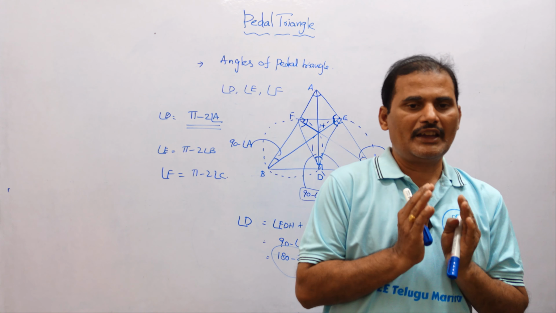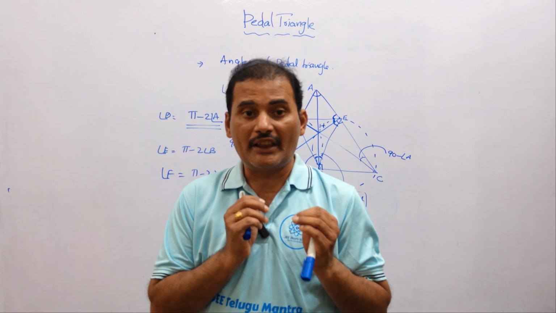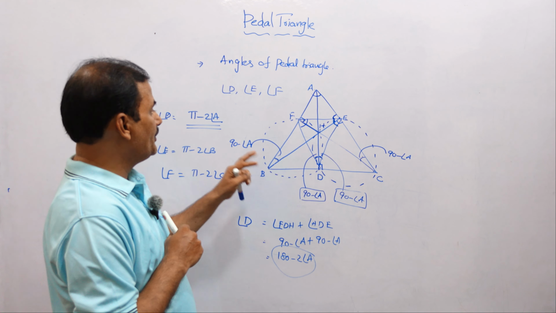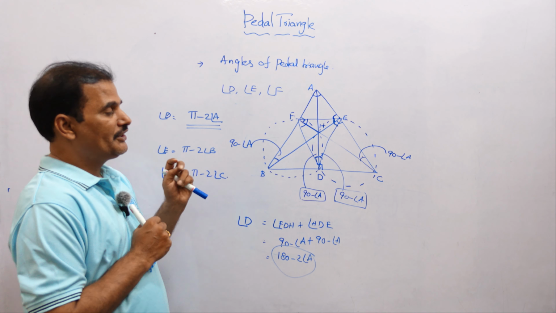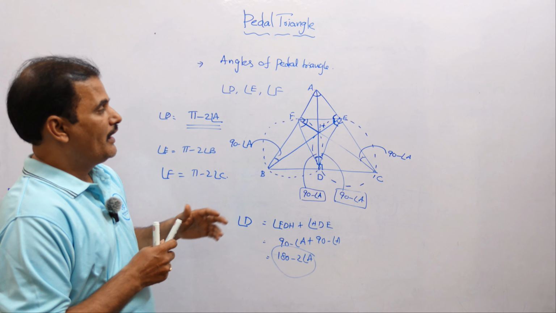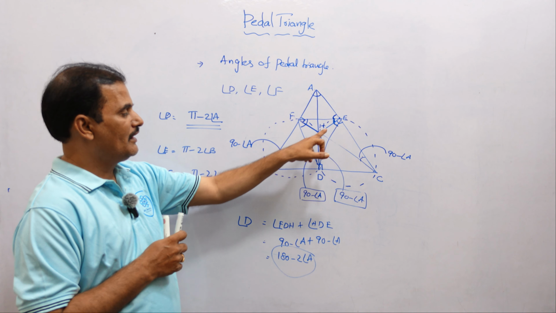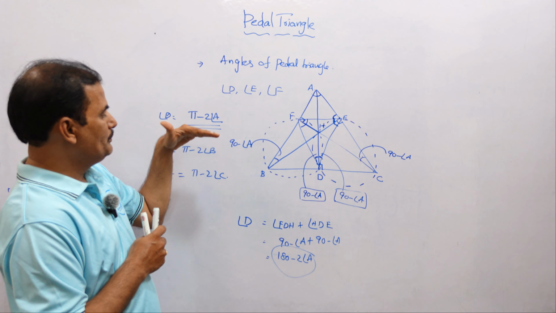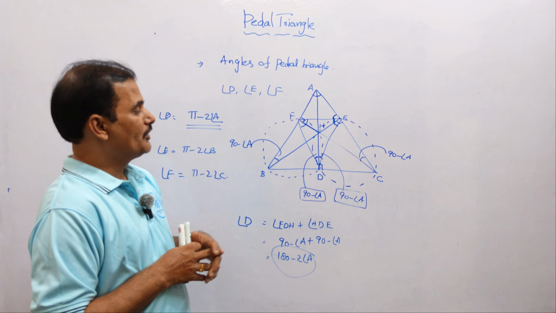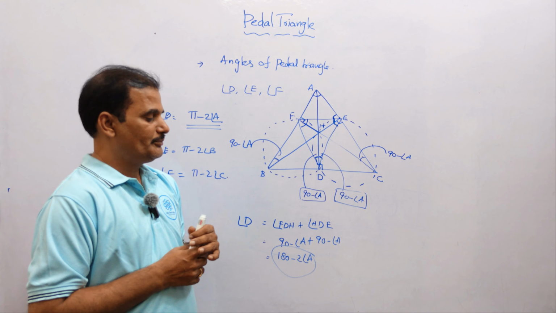In the normal triangle we have angle A, angle B, angle C. But in the pedal triangle we get 180 minus 2A, 180 minus 2B, 180 minus 2C. Therefore, the angles in the pedal triangle are 180 minus 2A, 180 minus 2B and 180 minus 2C. Now the angles are completed. Now we go to the sides of the pedal triangle.